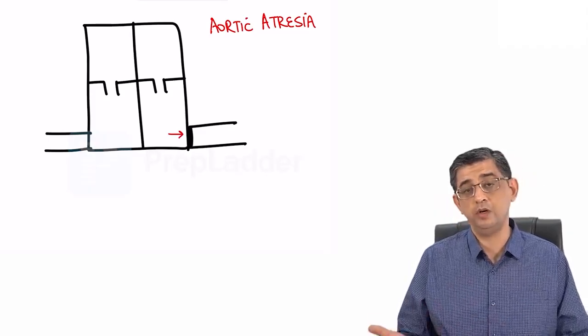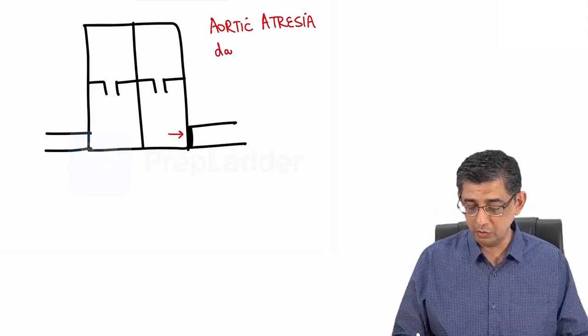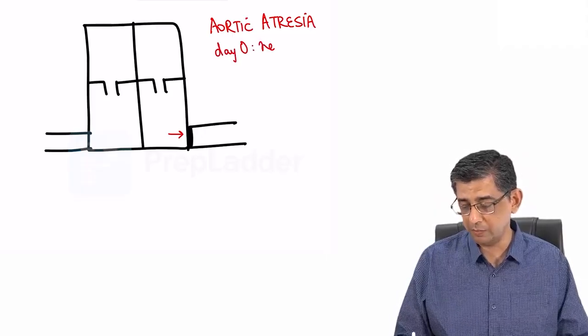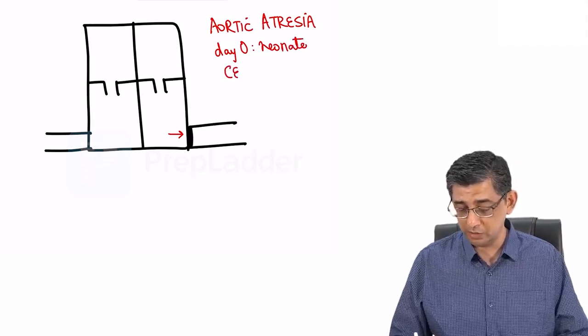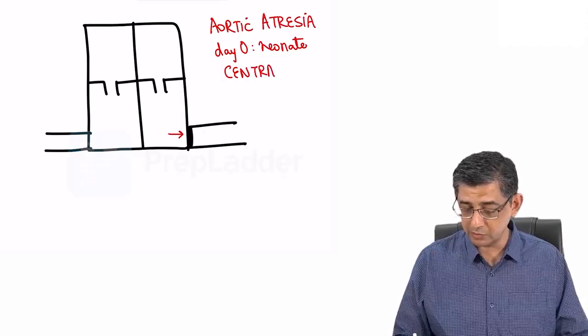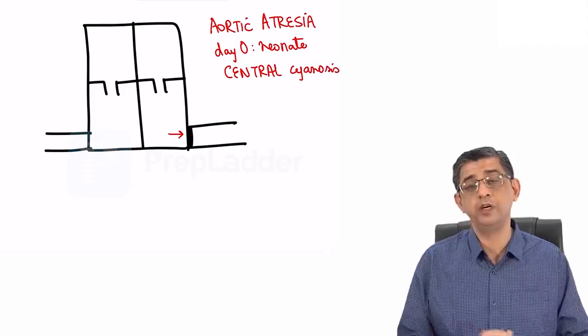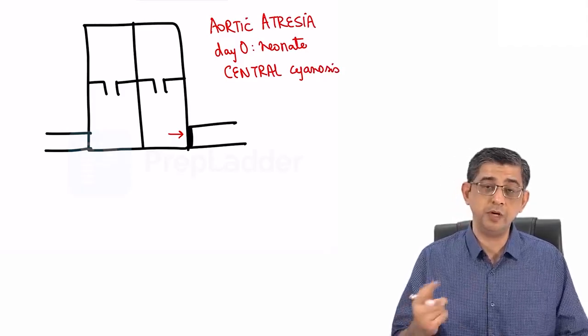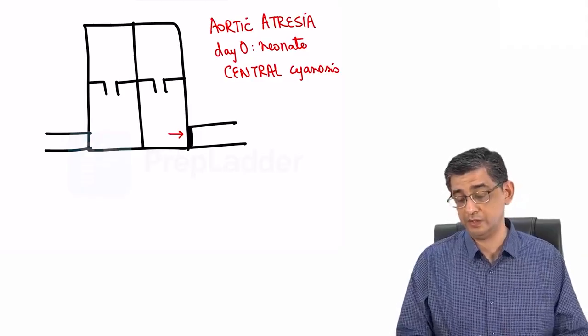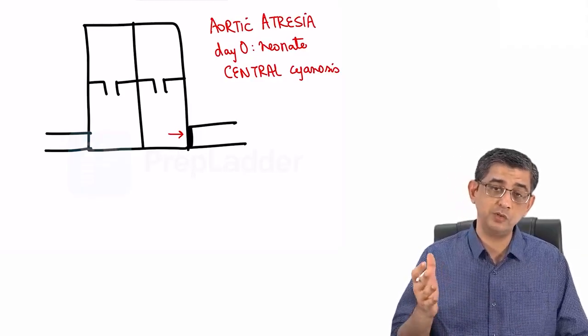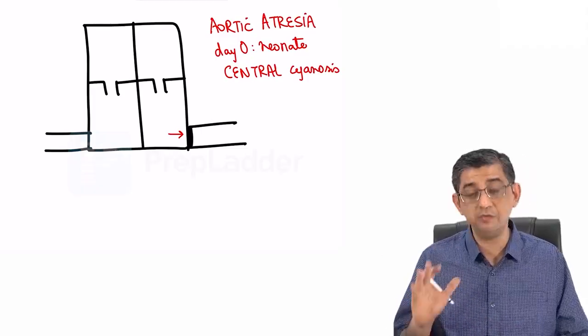If oxygenated blood is not able to reach the aorta, this newborn baby on day 0 itself will become symptomatic and will again develop central cyanosis. I taught you central cyanosis, the leading cause is transposition of great arteries, but even in aortic atresia, the central cyanosis component will come. The difference from tetralogy of Fallot or transposition of great arteries is that there the problem was with respect to circulations. Here the aortic valve itself is not there.